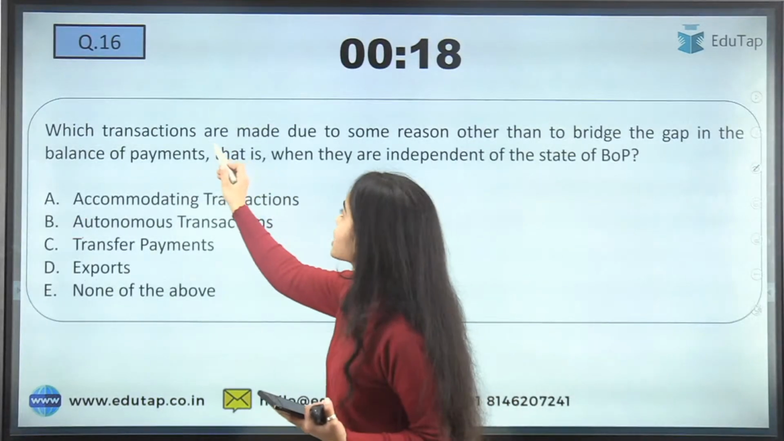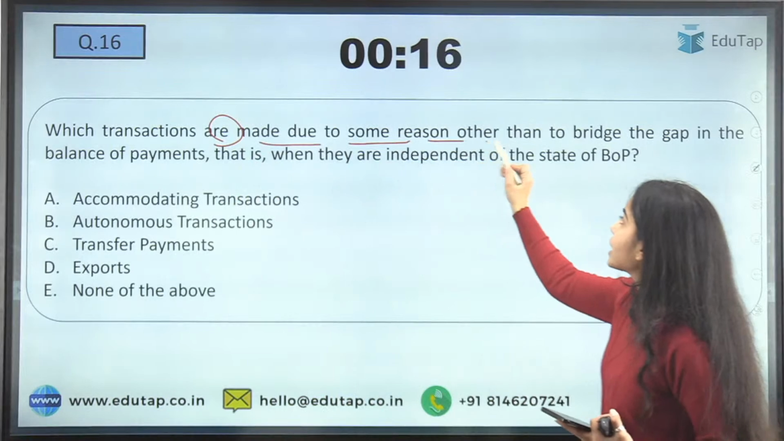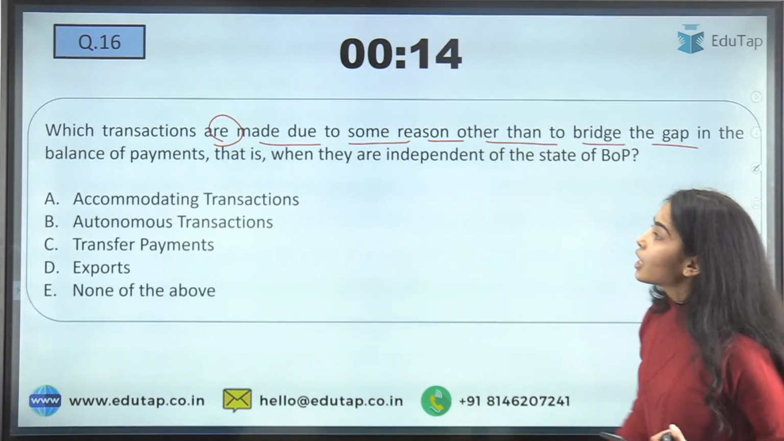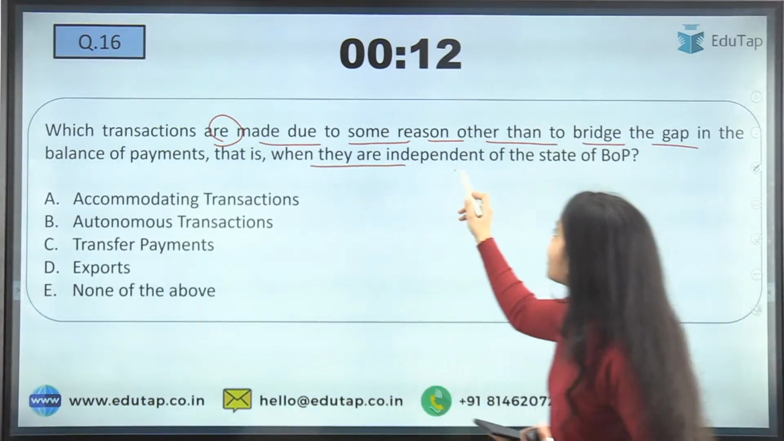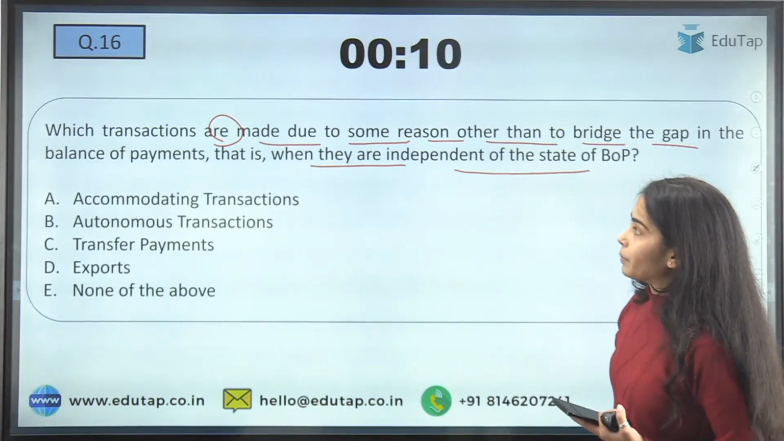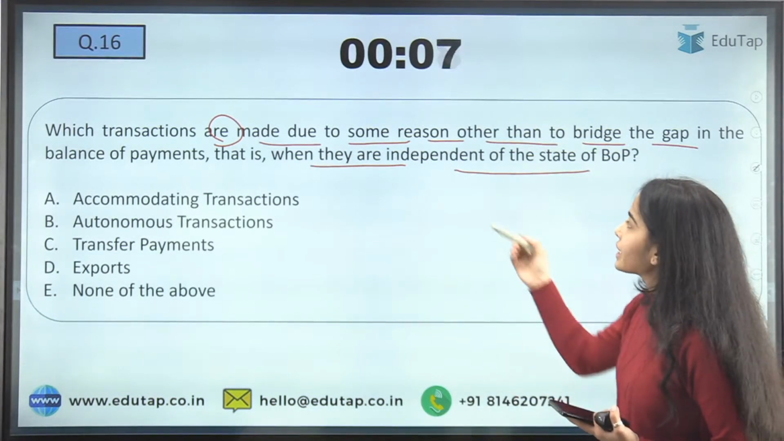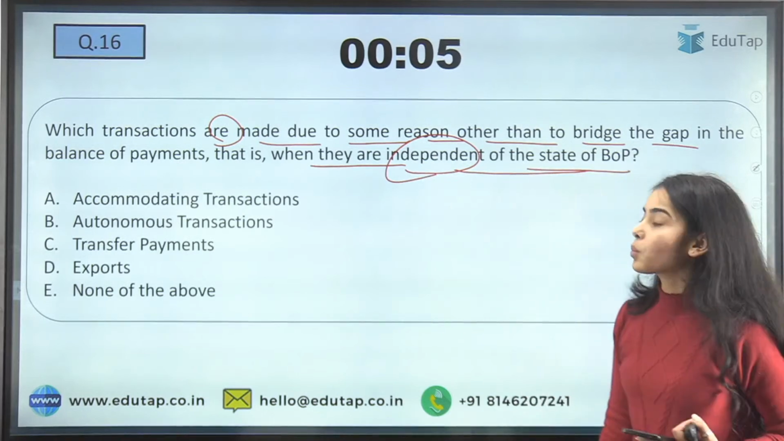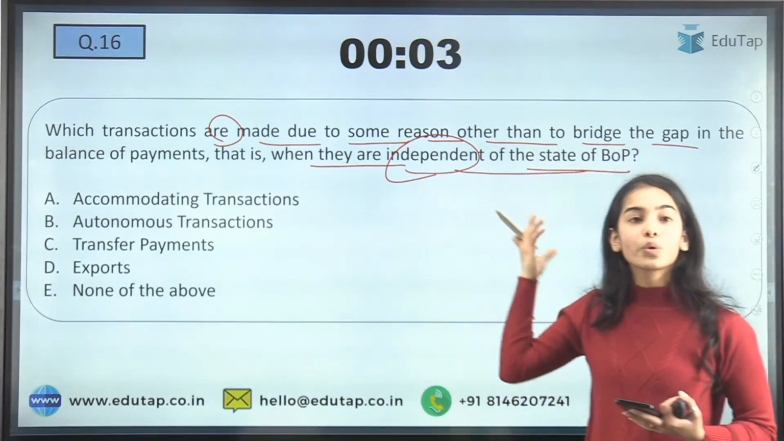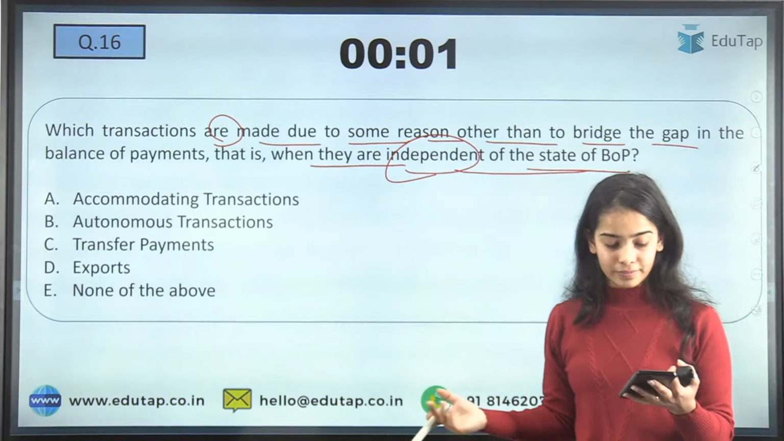So which transactions are made for some reason other than to bridge the gap in the balance of payments, that is, when they are independent of the state of BOP? Try to answer this. What should be the right answer? In the question itself, in the terms themselves, the answer is given.